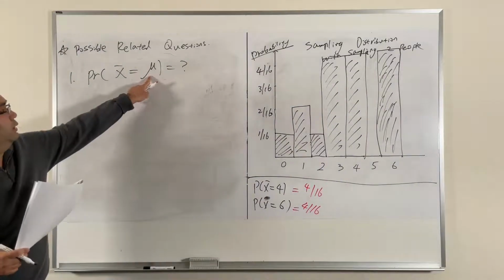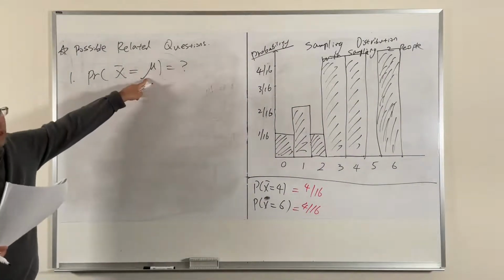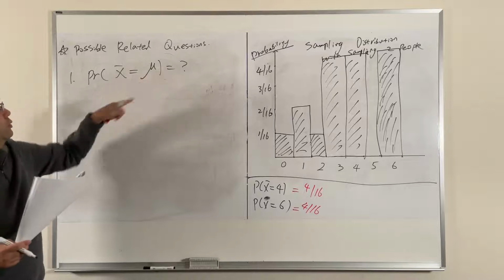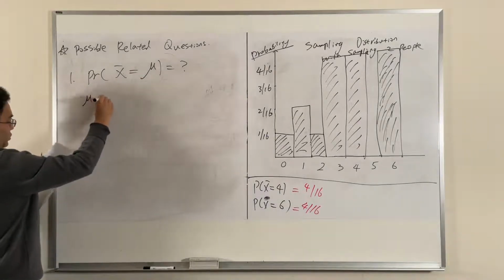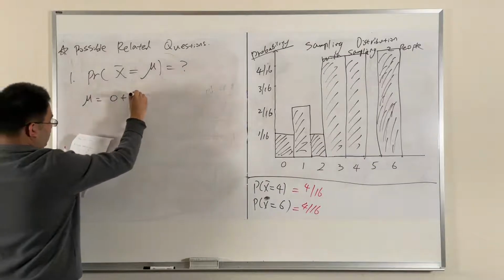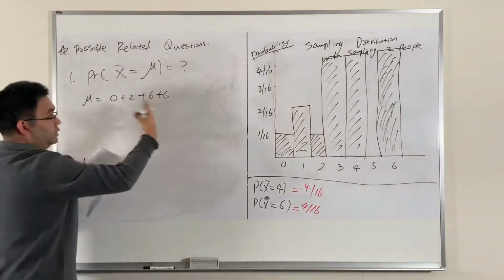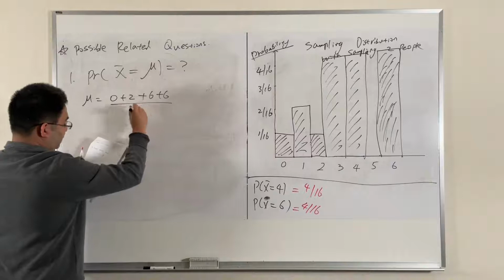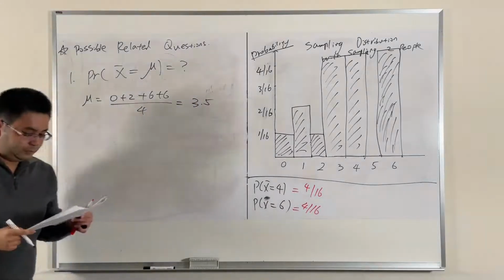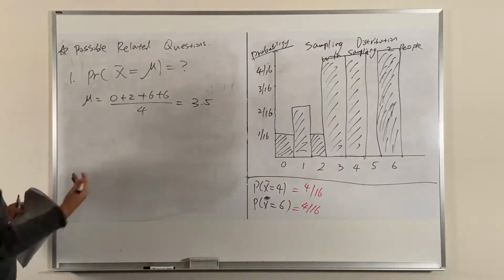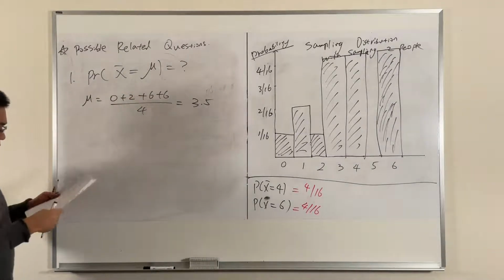So we imagine that we know the population for a minute, and then we'll come back to it. In our case, the mean equals 0 plus 2 plus 6 plus 6, so we know these 4 people, divided by 4, equals 3.5. So what's the probability that these two will be equal?